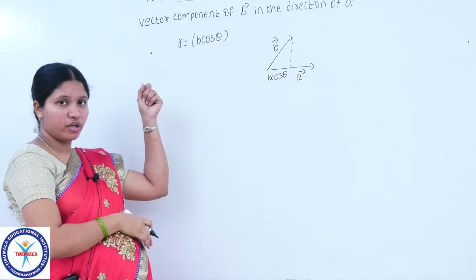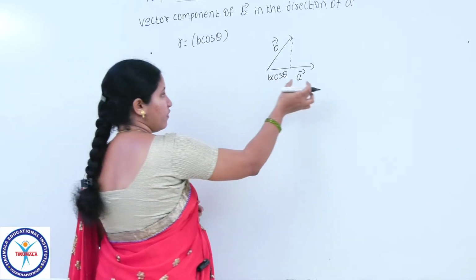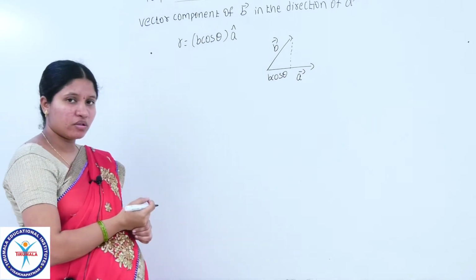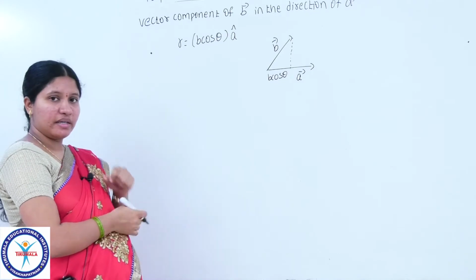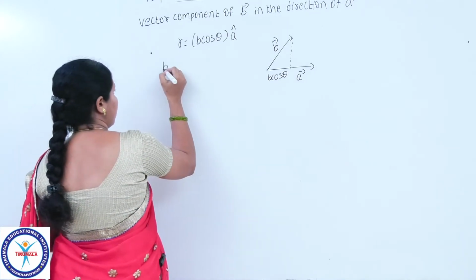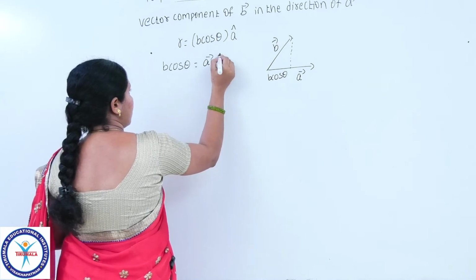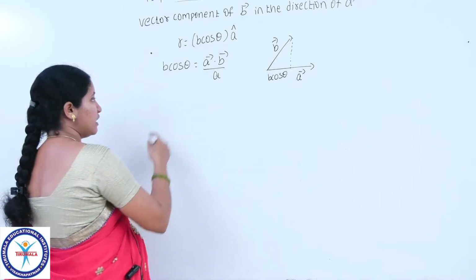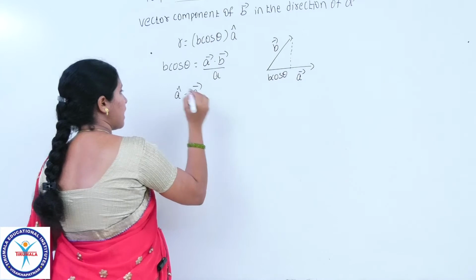So vector component of b bar in the direction of a bar. So in the direction of a bar, we are representing with a cap, as a unit vector is used to specify the direction. Now we can write b cos theta value as a bar dot b bar by a. And already we know what is the a cap formula. A cap is equal to a bar by a.